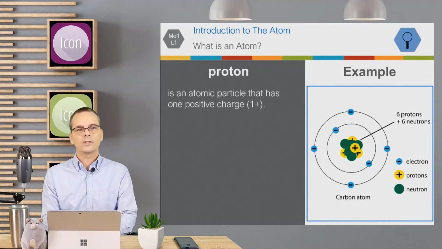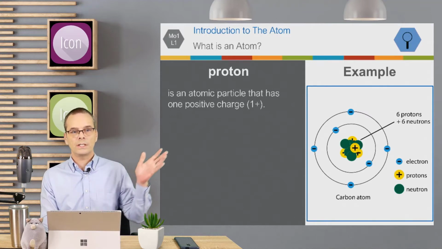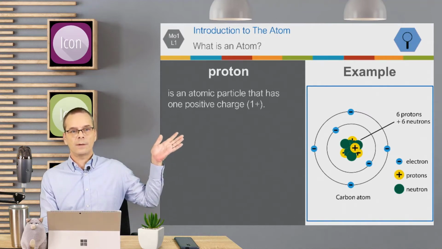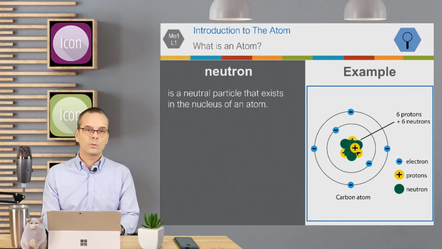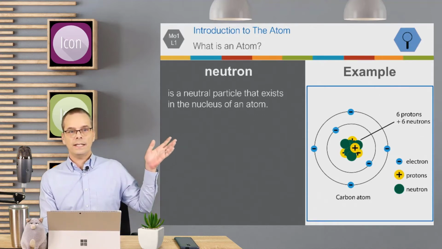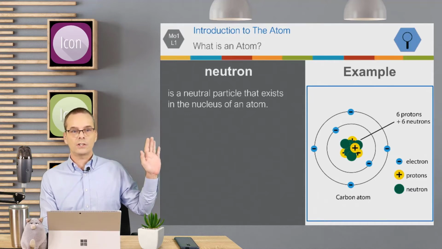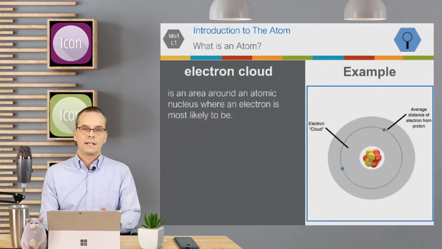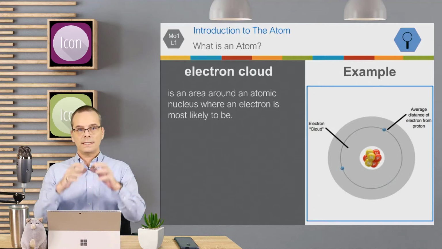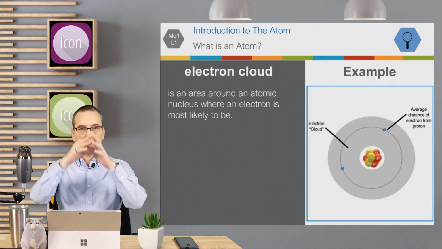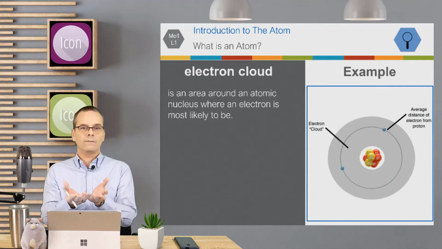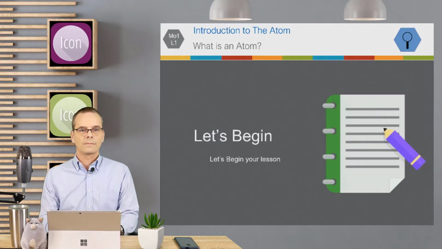Now in that nucleus you will find protons, which is the atomic particle that has a positive charge, and neutrons, which is inside the atom and it has no charge, it's neutral. Now the electron cloud is this area around the atomic nucleus, and that's where all the electrons will be. They float like a cloud around the nucleus. So let's go ahead and begin your lesson.